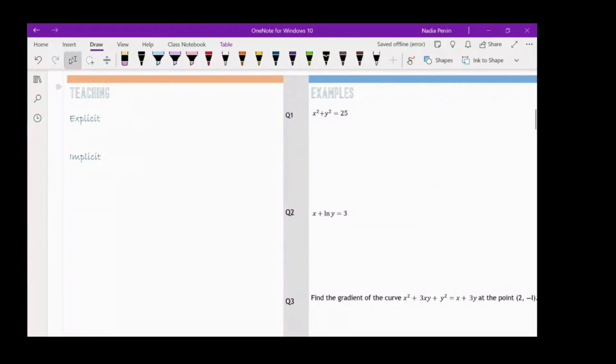Right, welcome back to The Parent Effect. Today we are looking at implicit differentiation.